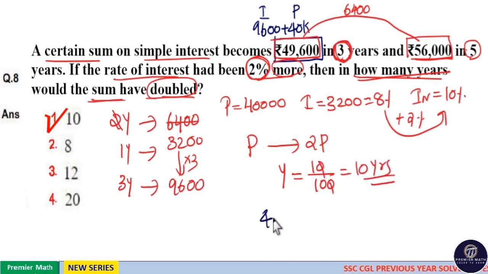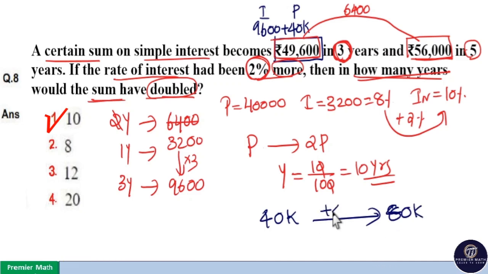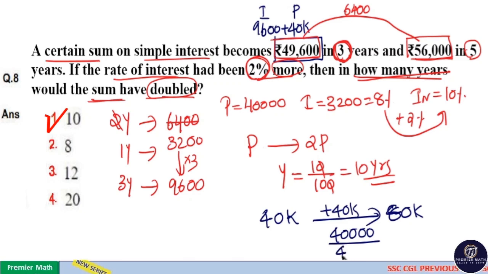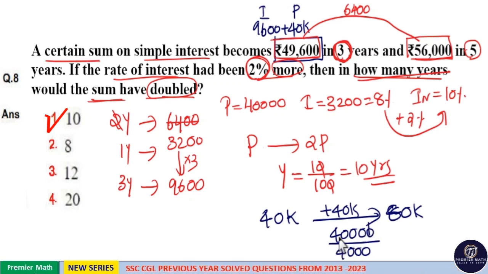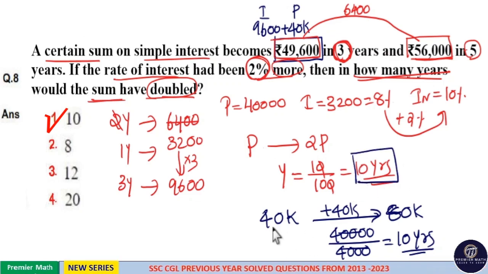Here 40,000 is the principal. Now this 40,000 will double to 80,000. I can see the increment is 40,000. This increment of 40,000 is the interest generated. And in 1 year at 10% per annum, interest generated is 4,000. That is, 10% of 40,000 is 4,000. So 40,000 by 4,000 is equal to 10 years. That is, in 10 years, 40,000 interest is generated. So your answer is 10 years.